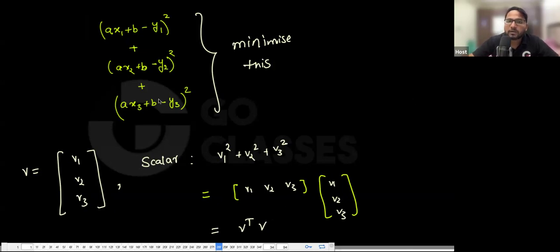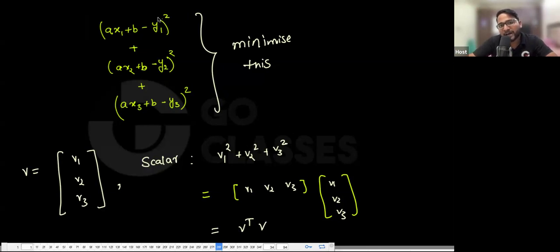Great. Now you know that if some squared summation is given, then you can write that as a dot product, right? The dot product of v with v itself. You can write the squared summation as a dot product.